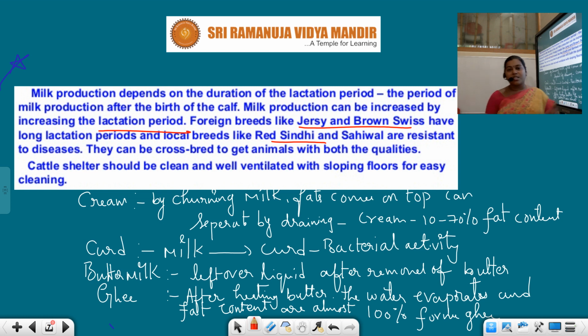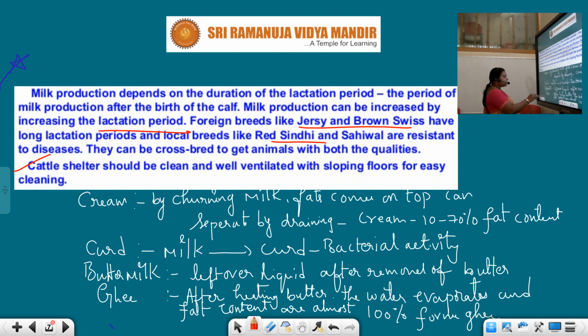Here the foreign breeds like Jersey and Brown Swiss have a longer lactation period, while Desi breeds such as Sahiwal and Sindhi have more resistance against diseases. So by crossbreeding these two different types of cattle, we can get a good cattle with fine characteristics, right? So cattle sheds should be clean and well ventilated with sloping floors for easy cleaning.